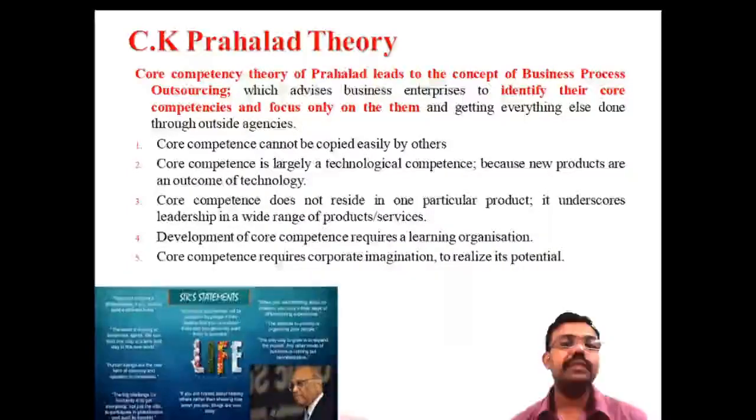These are the important elements of C.K. Prahalad's core competency theory. The core competence theory leads to the concept of business process outsourcing, and he suggests that if you can't work alone, you definitely go for business process outsourcing. That means entering an agreement with a third person to perform a function such as human relations. The term is known as business process outsourcing. But you have the core competency, and you have to ensure that it cannot be copied easily by others, that it may be in the form of a technological competency, that it does not reside in a particular product, that its development requires a learning organization, and that it requires corporate imagination to realize its potential.